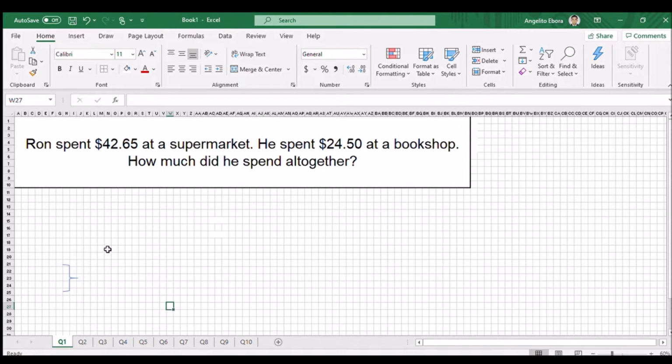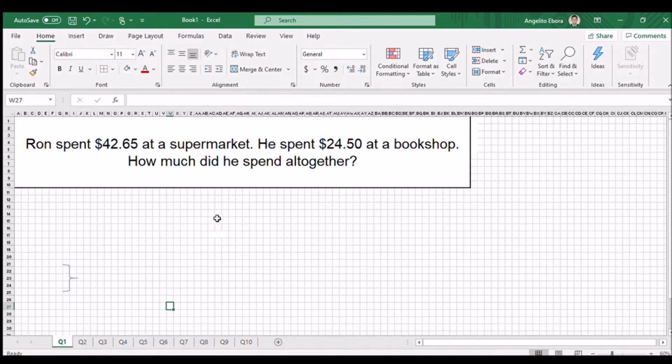Ron spent $42.65 at the supermarket. He spent $42.50 at the bookshop. How much did he spend altogether? So this one is an easy question. So we just put this together because it says he spent all together. Okay, so we have $42.65 and $24.50.